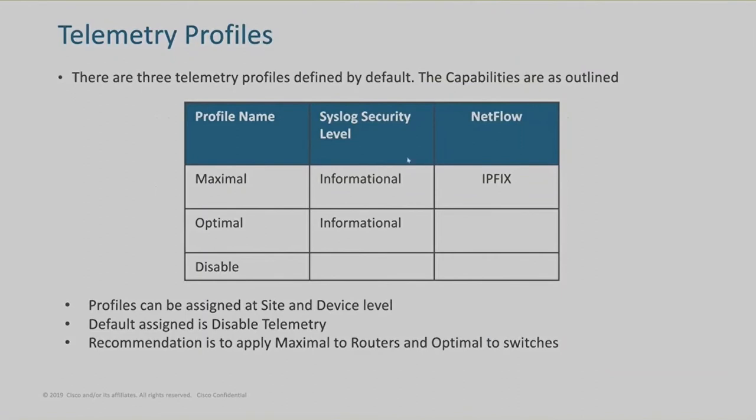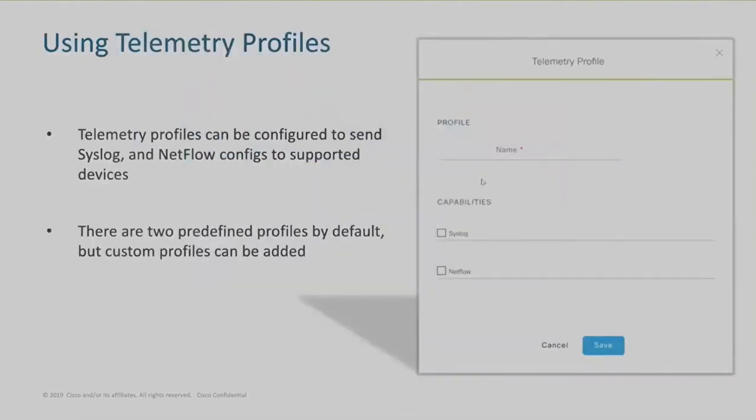For router interfaces, maximal is the one recommended on routers, so you can get IPFIX enabled as a result of enabling that network telemetry. If this syslog version doesn't really fit your needs, if you need to bump it up a bit and make it debugging or lower it down a bit, you can always create your custom telemetry profiles, and if you click on syslog, then you'll be able to select from the available syslog levels.